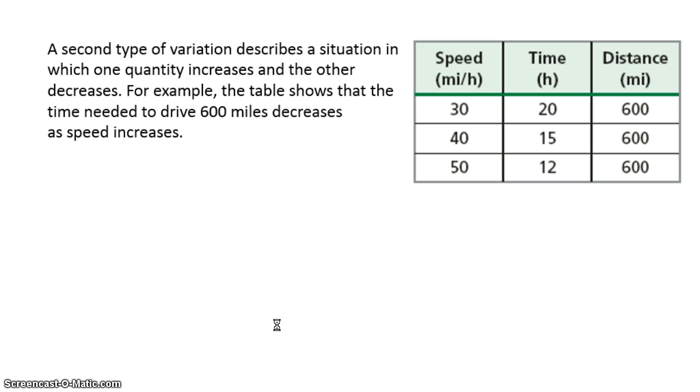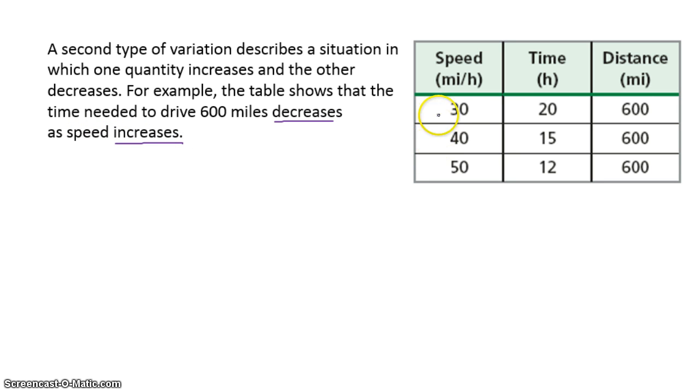Alright, let's look at our second type of variation. Now what's going to happen with our inverse variation is a situation where one of our quantities is going to increase and the other decrease. Now it could be x increasing and y decreasing, or it could be vice versa. So if we come over here and look at our table, this table shows the time needed to drive 600 miles will decrease as our speed increases.